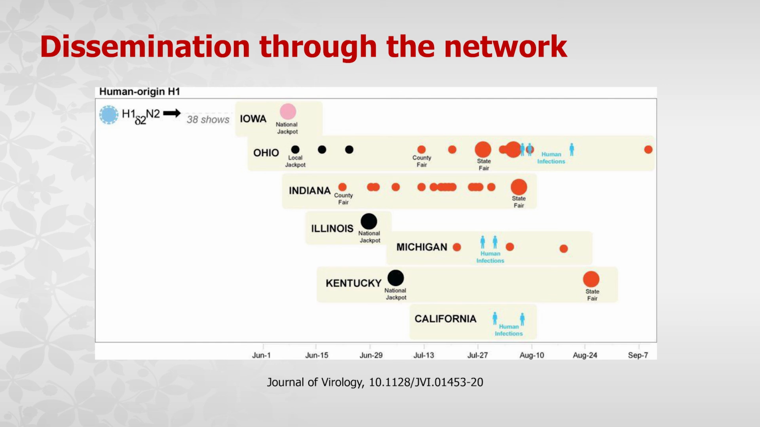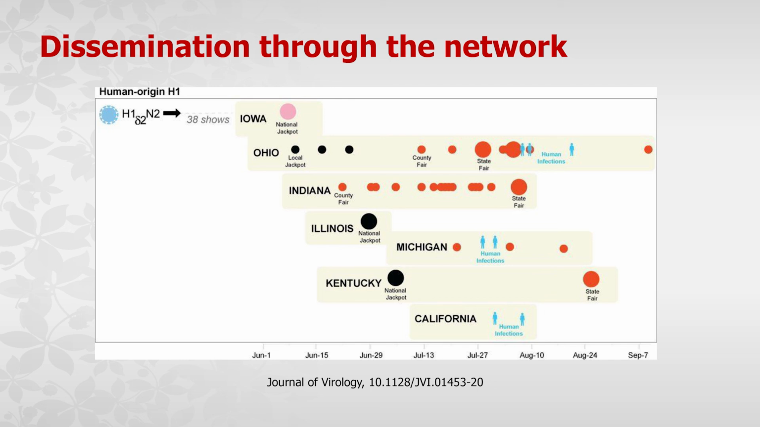But if we look at it, it shows up at this Iowa National Jackpot Show, and then you can see that same virus ends up in Ohio, Indiana, Illinois, Michigan, Kentucky in these local jackpot shows and other national jackpot shows. We find it then in county fairs, and then ultimately a month and a half after we initially detected it in the pigs at that large jackpot show, it ends up causing human infections. Thankfully, those were kind of one-hit wonders and didn't go anywhere, and limited human-to-human transmission, if any, out of that.